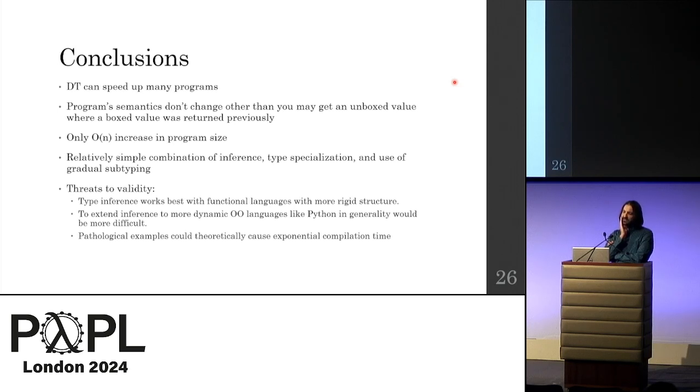It works best in simple functional languages with more rigid structure, and most gradually typed languages in practice are not that. So extending the inference would be difficult. And then finally, there are pathological examples that can cause exponential blowups in compile time. However, in practice, at worst, I think we saw more like an order of magnitude slower, and usually just a couple, 2 to 5 times slower for compilation time. But yeah, that's it. Thanks.